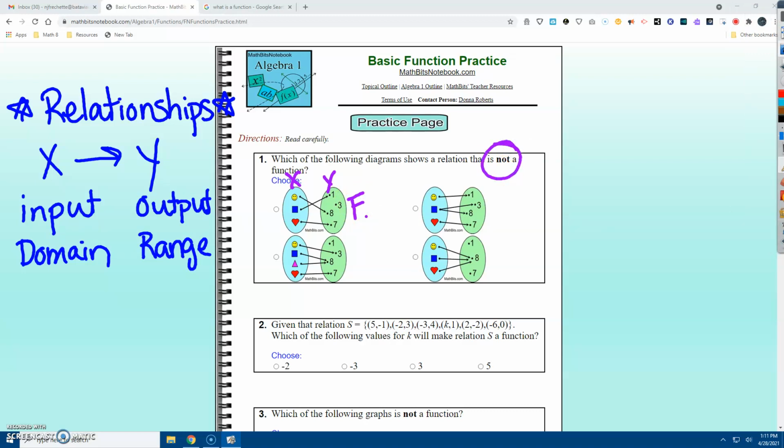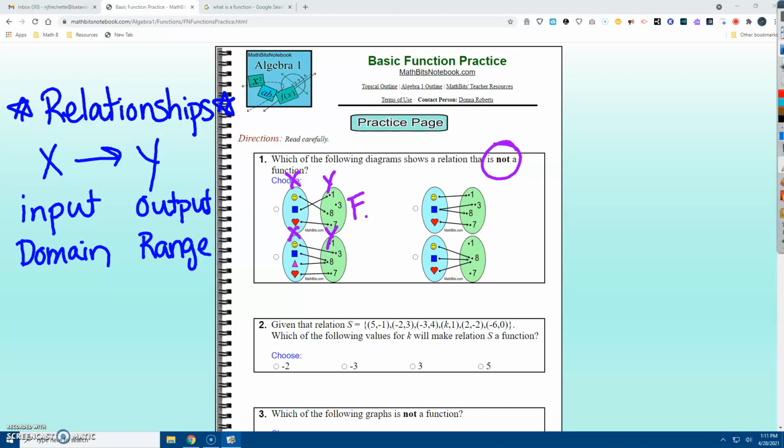The next one's the same thing. We have all these pictures: a smiley face, a square, a triangle, a heart. Now, we want to make sure our x values aren't repeating themselves, and they're not. So our smiley face goes to 3, our square goes to 8, our triangle goes to 8, and our heart goes to 7. So now you want to say to yourself, well, hey, Mr. Frechette, this isn't a function. Actually, it is. These x values, these pictures, are not repeating themselves. So this is a function.